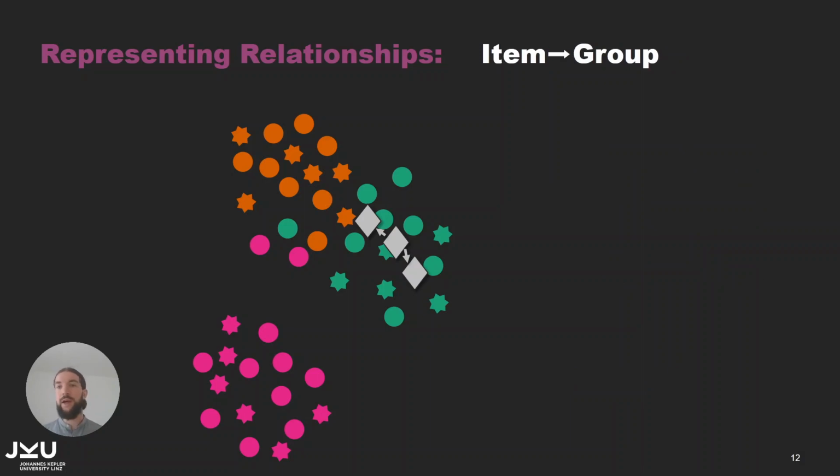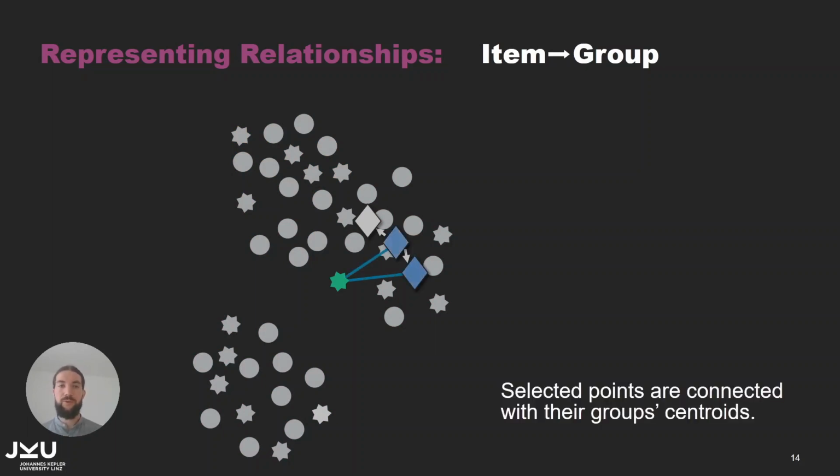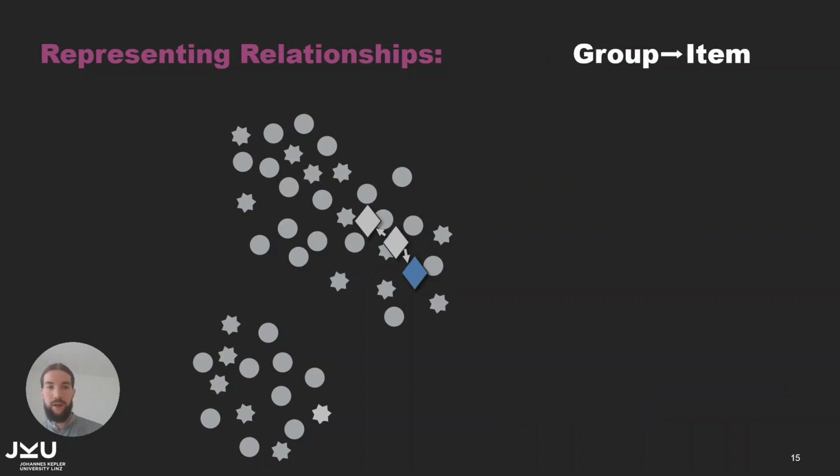The relationships between items and groups are shown on demand by selecting either an item or a group. Let's start with an item. If we select that item, it gets connected to all the centroids of the groups it belongs to. And if we select a group in turn, then all items that belong to that group are connected to the centroid. The centroid's position is the average position of all its points in the scatter plot. So typically it is placed at the center of all the points, and the edges form a star-like pattern. That's why we call this visualization the star visualization.